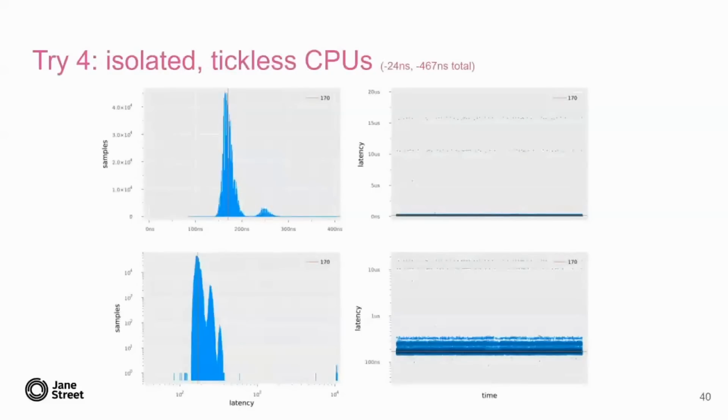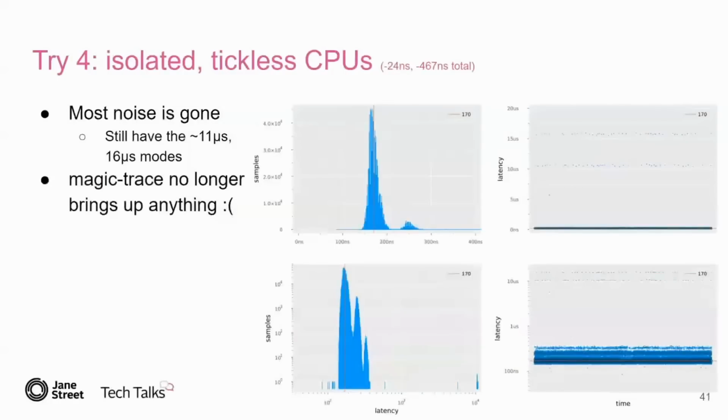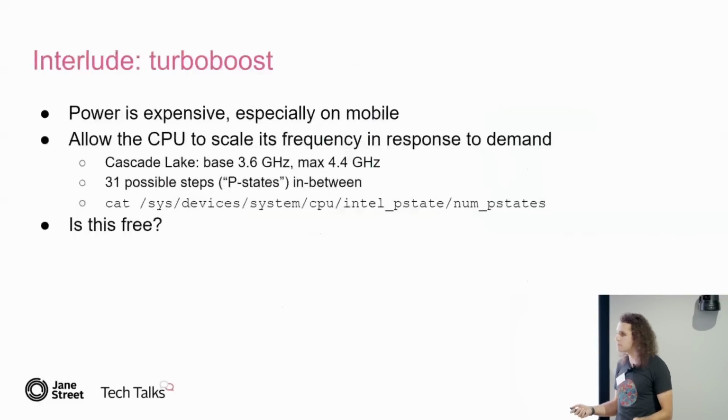And in fact, this does play out. We get much better latencies here. We got 24 nanoseconds faster, and that 1 microsecond mode was basically entirely attributed to the timer interrupt. We still have these 11 and 16 microsecond modes, but unfortunately at this point, if we hook up Magic Trace again, we don't see anything interesting. We just see that, yeah, sometimes it just took longer to execute these instructions. So at that point, that's an indication that probably something microarchitectural is going on.